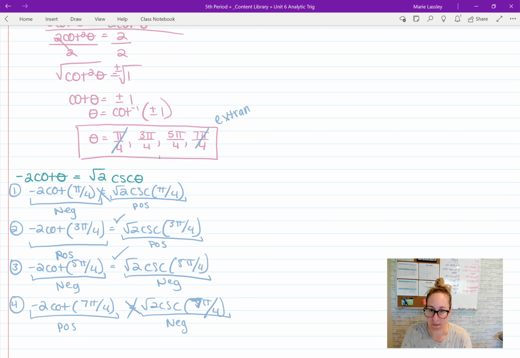Cool. So again, you don't have to write all of it out, but you definitely should at least go through and check mentally, and see if you have any extraneous solutions. Okay, let's do the second one.